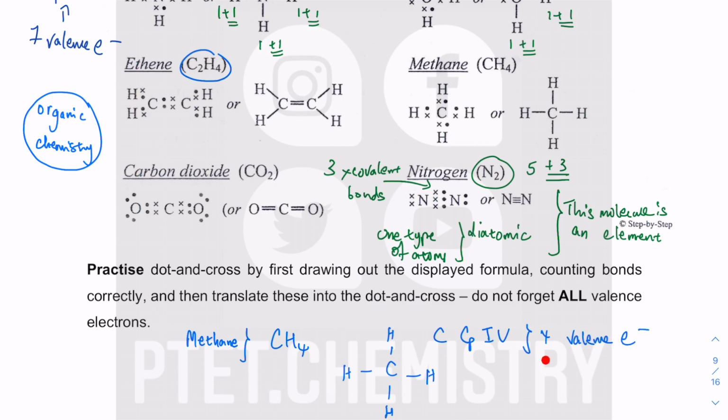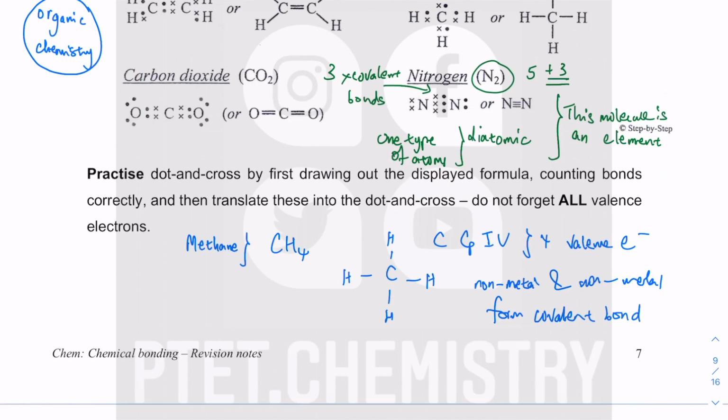It is doing sharing of electrons because it's forming the chemical bond between non-metal and non-metal. So non-metal and non-metal form covalent bond. And covalent bond, as you know, is the electrostatic force of attraction as a result of sharing of electrons. In terms of sharing of electrons, 4 plus something will give you 8 valence electrons around the carbon. That something has to be 4, and that's why carbon forms 4 covalent bonds.